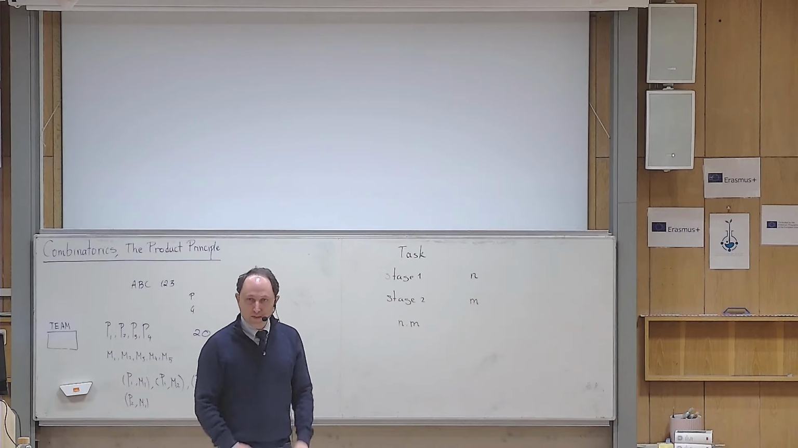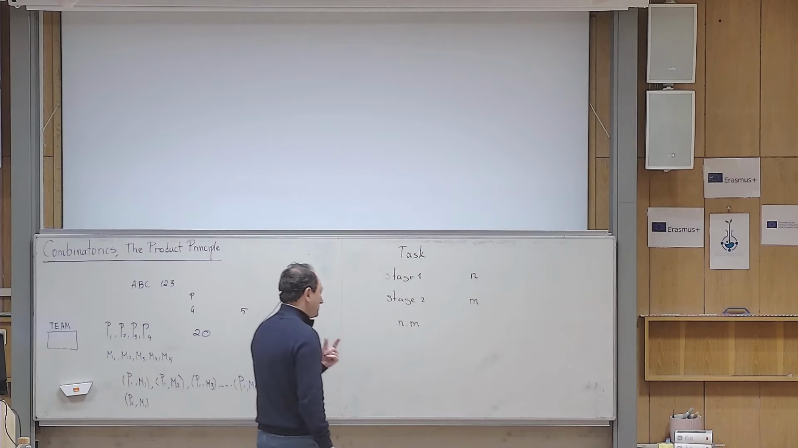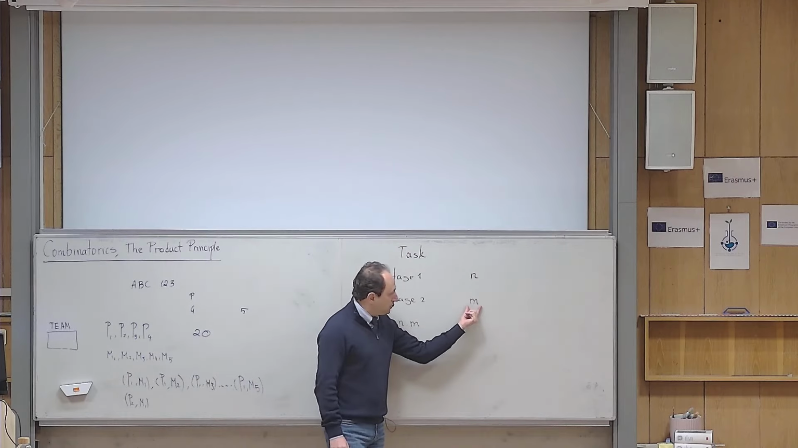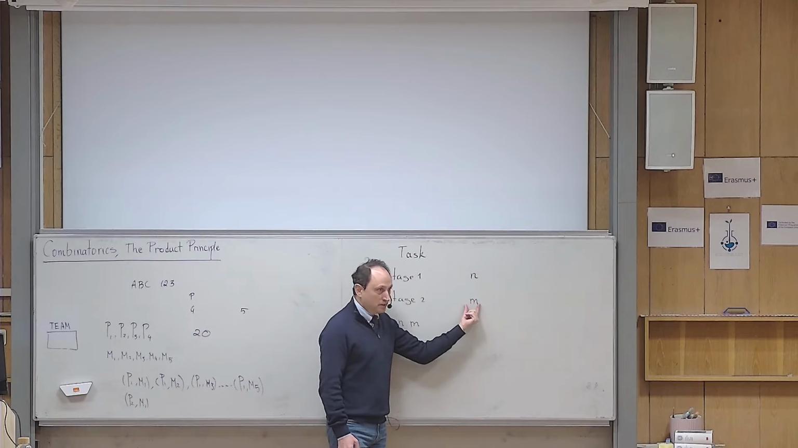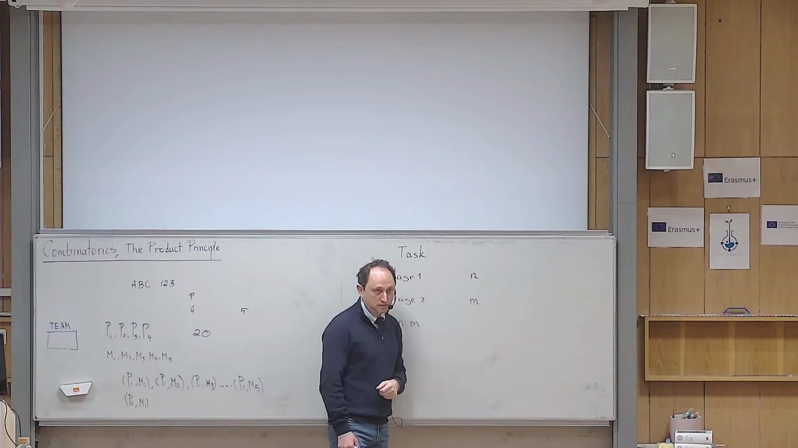But I will give you examples to understand exactly what it means. Be careful. Again, let me repeat. This number should be independent. I'm not saying it is independent of stage one. I am saying this number is independent of how stage one is done. Yes? Okay.